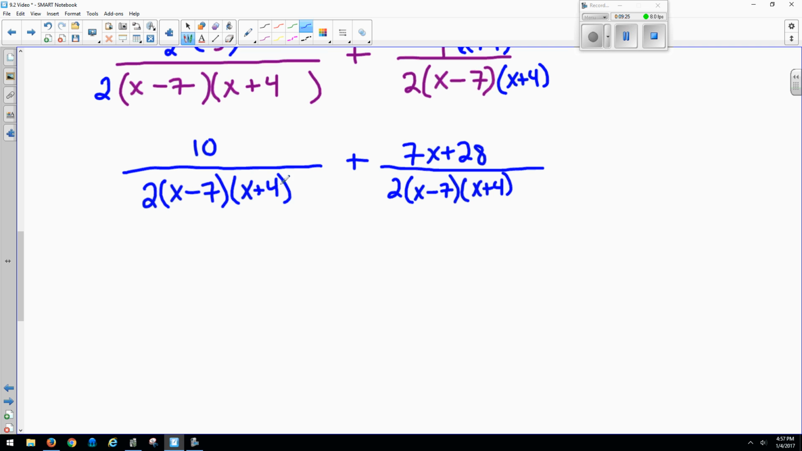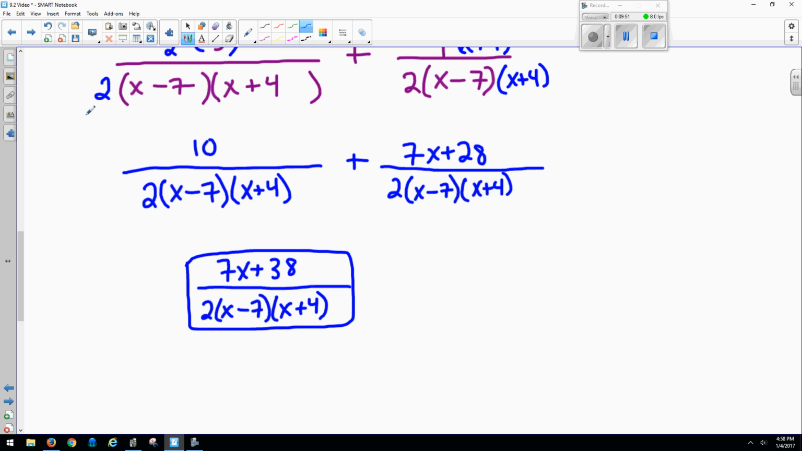And now I can combine the numerators. So I have 7x plus 38, just combining like terms there, all over all of this. And there is nothing to reduce here because I cannot factor that numerator at all. So this is the answer.